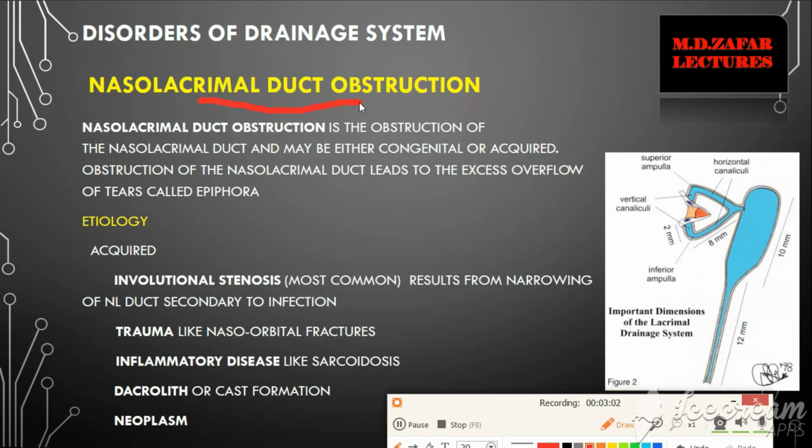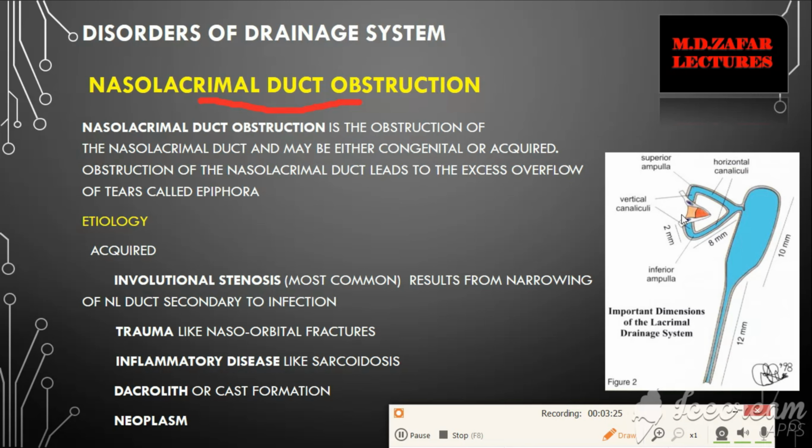Before diving into the understanding of the pathology, let me revise the anatomy first. First of all, at the medial canthus of the eye, we have these puncta, which form vertical and horizontal canaliculi, which will eventually form the common canalicular duct, which opens into the lacrimal sac. The lacrimal sac narrows down into the nasolacrimal duct. The nasolacrimal duct ends in the inferior meatus of the nose, and at the end it has a valve. Most importantly, this valve is known as the valve of Hasner.